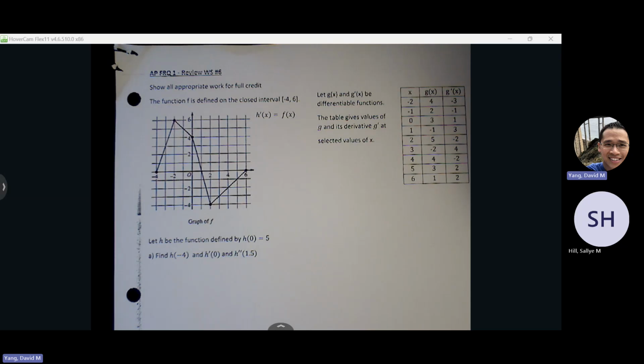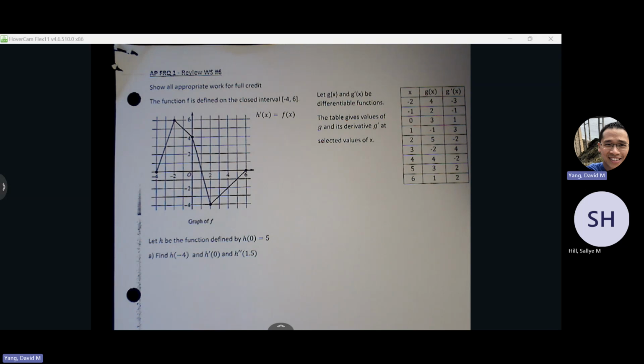Anything above the x-axis represents positive slope for the h graph. Anything below the x-axis is going to be negative slope. The y-axis represents slope values, so this will be like slope 1, slope 0, slope 3.